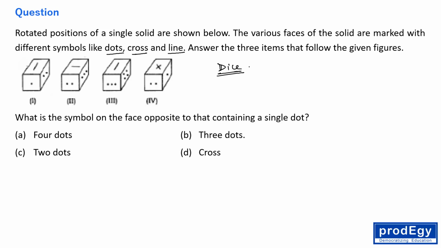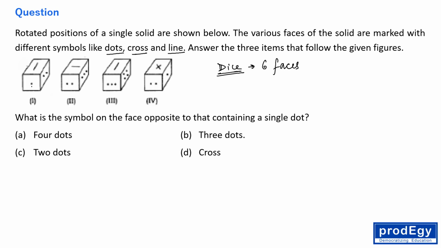Dice has how many faces? 6 faces. So obviously this is a kind of dice, not exactly the dice, but a kind of dice, and these are the 4 positions of the dice. So just check all the positions.